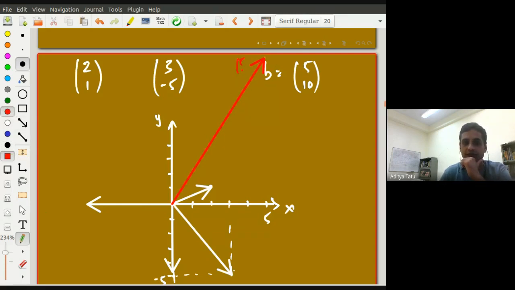So 5, 10, comma 1, 3, comma minus 5. Now, what does it geometrically mean in this case to solve this system of equations?